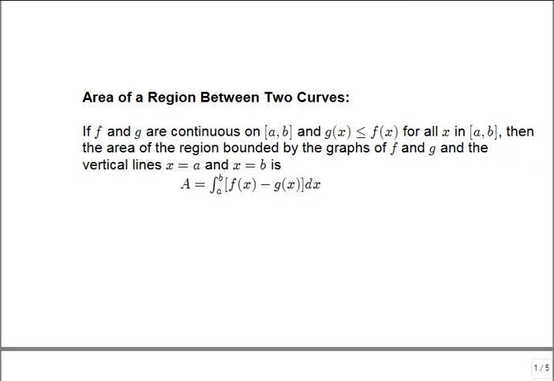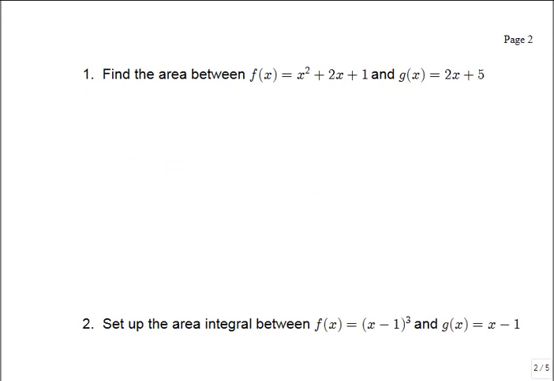So that's what this theorem says right here. If f and g are continuous on the interval a to b, and g of x is less than or equal to f of x, so g is the lower one and f is the higher one, for all x in the interval a to b, then the area of the region bounded by the graphs of f and g and the vertical lines x equals a and x equals b is the definite integral from a to b of f of x minus g of x dx. And remember, this is always the top function minus the bottom function, and that's going to ensure that you get a positive area. So let's see some typical examples.